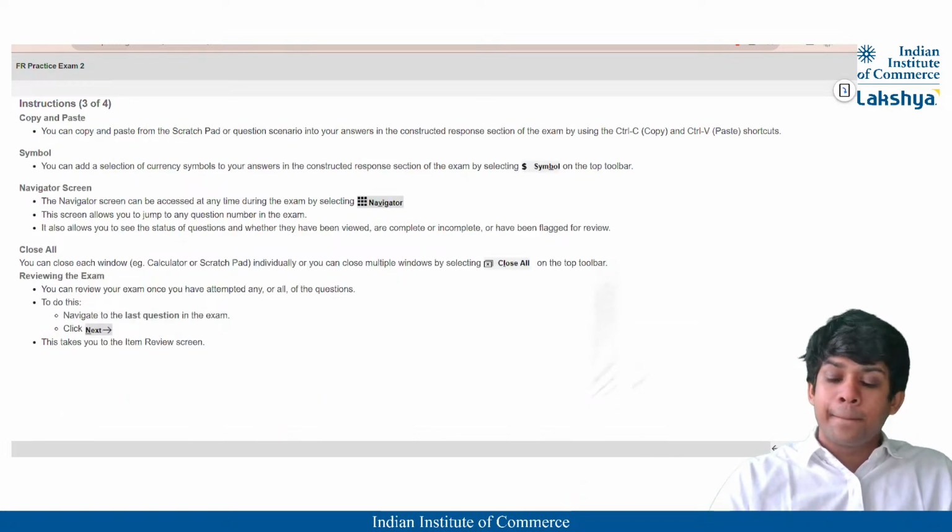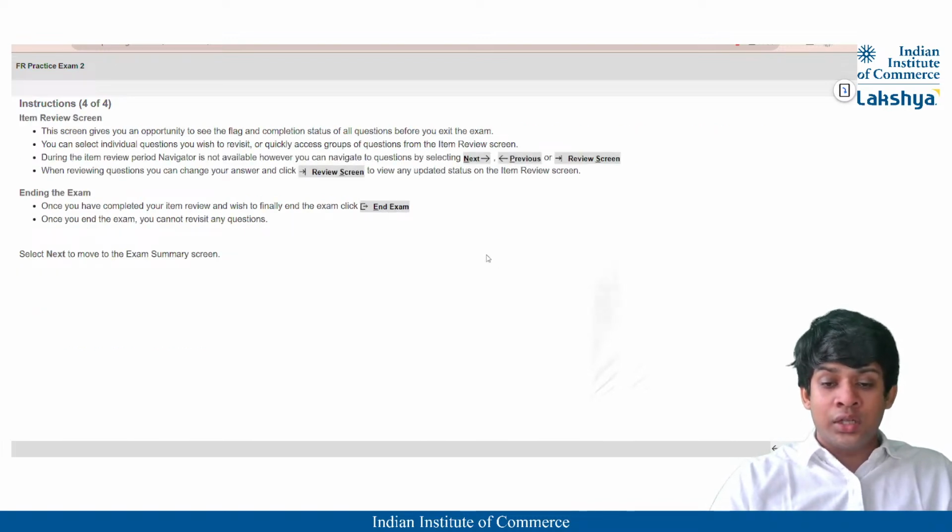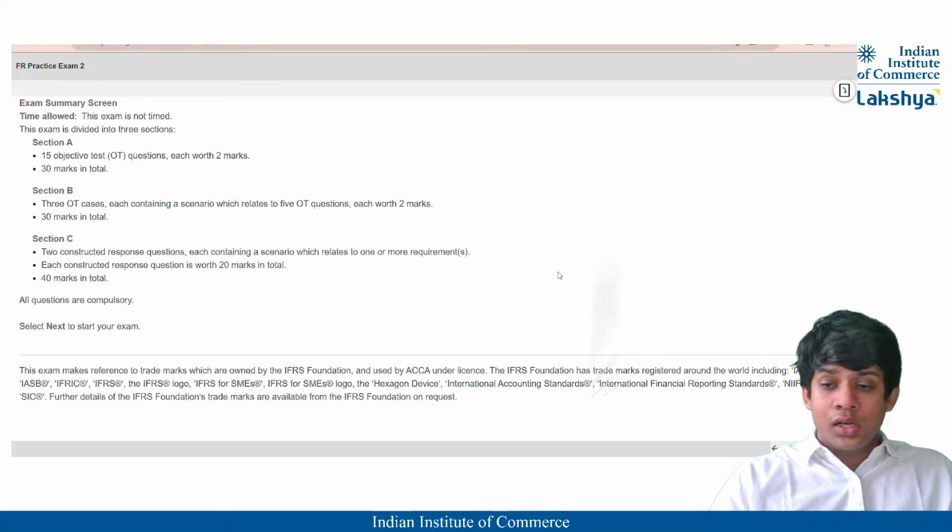Okay, then you have your navigator. From the navigator you will be able to identify where you're supposed to go, and you just have to click next through all these instructions, right? I think I've covered most of the important instructions that are to be given.